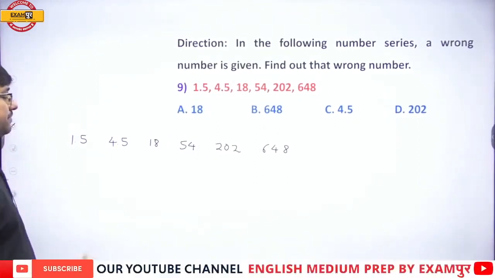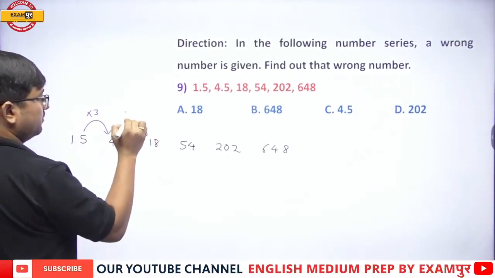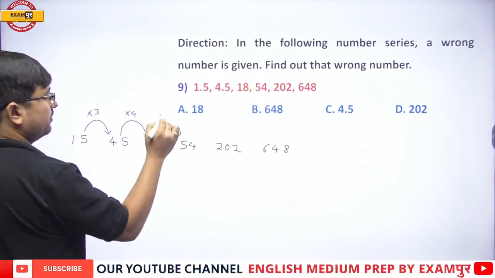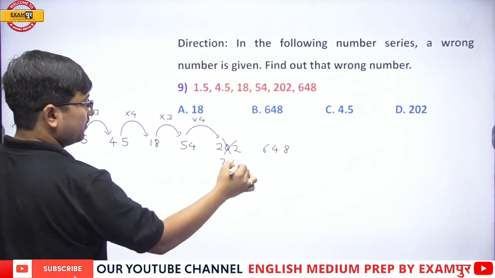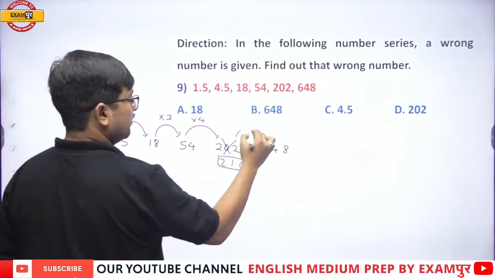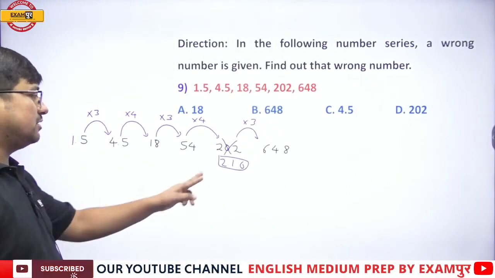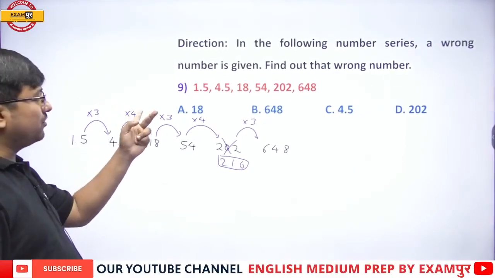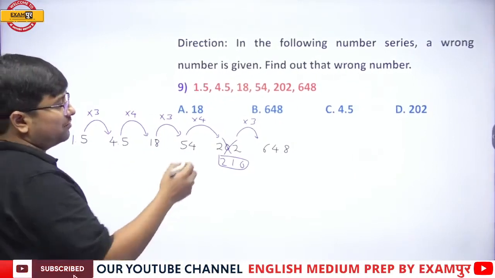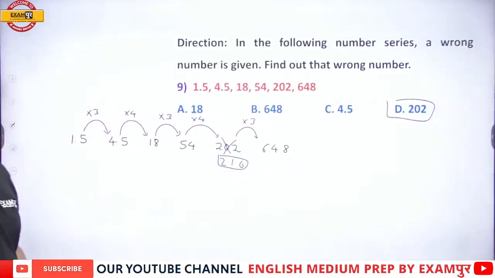Okay, now see, into 3, into 4, into 3, into 4, okay, and then again into 3, okay, it will be 648, 3, 6, 18, okay, fine everybody. So now, into 3, alternatively into 4, into 3, into 4, and so on is going on. So the wrong term is 202. The wrong term is 202. And in place of that, 216 should have been there. Getting it, everyone? Fine. Moving ahead.